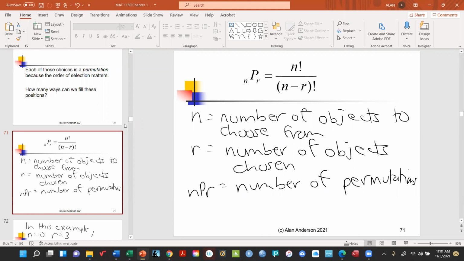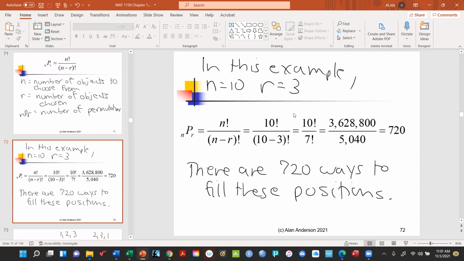So let's take this and apply it to our example with the 10 students and 3 officers for the math club. In that case, N is 10 because there's 10 students in the club, and R is the number of positions that we have to fill. So N is 10, R is 3. When you plug everything in, the denominator has 10 minus 3, so we have the ratio of 10 factorial over 7 factorial, and that works out to be 720.